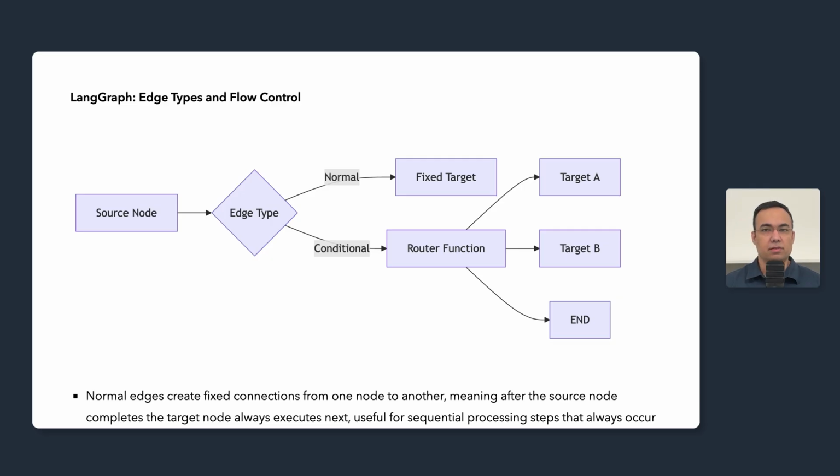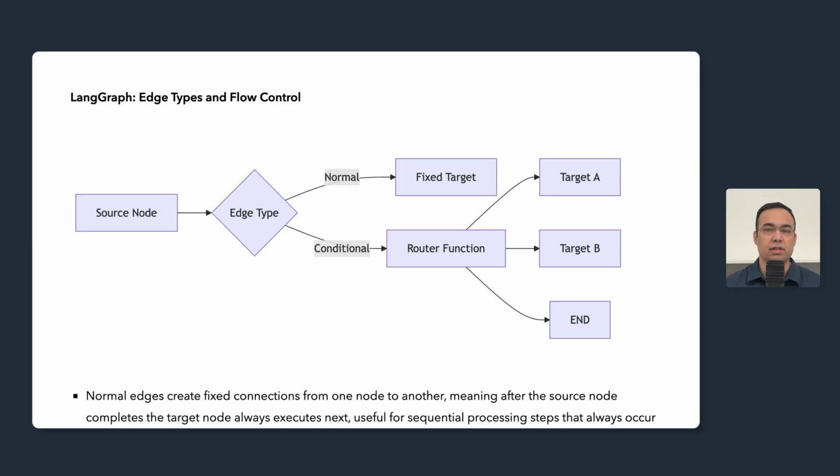Now let's move to edges, which control how execution flows between nodes in your graph. Understanding edge types is what allows you to build sophisticated routing logic in your applications. LangGraph provides three types of edges that you need to understand. First, we have normal edges. These create a fixed connection from one node to another. After the source node completes, the target node always executes next, no questions asked. These are useful for sequential processing steps that always occur in the same order, like pre-processing followed by main processing.